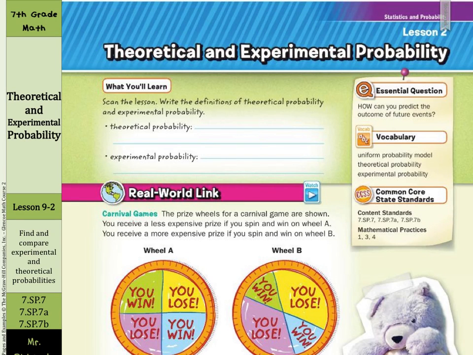Hi, Mr. Richards here. Today's lesson is on theoretical and experimental probability. What you'll learn is about theoretical and experimental probability, and let's start with the definitions of those.